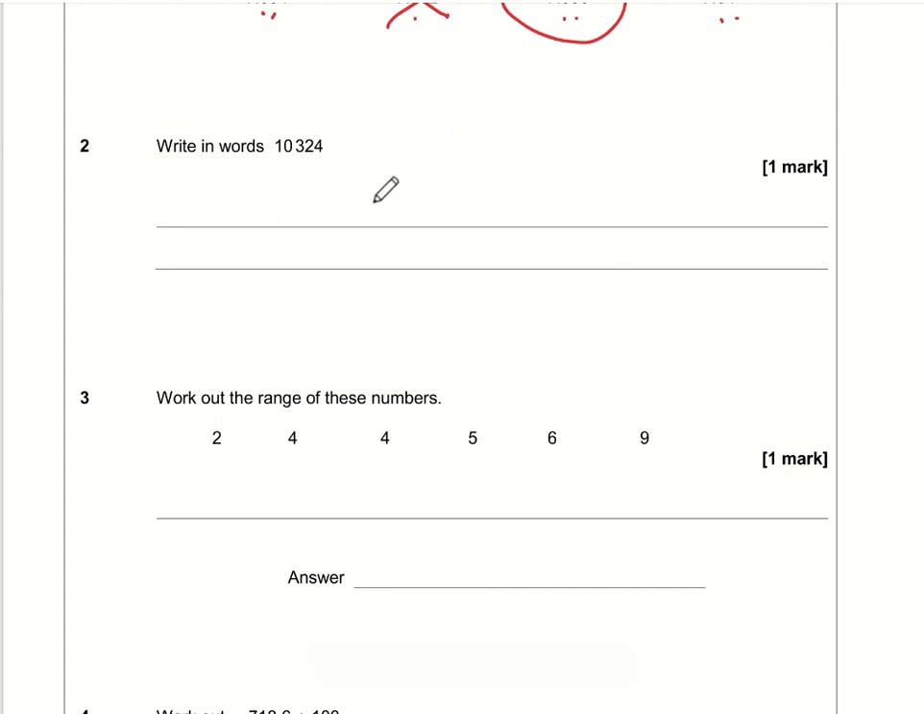Question 10, write in words 10324. So what I always recommend is from right to left, put them in groups of 3. And remember that for the first, put a comma there. So the first comma we say 1,000, if there was a second comma we'd say million, the next comma would be a billion. So this comma here represents 1,000.